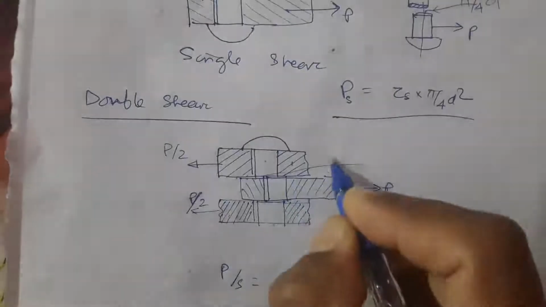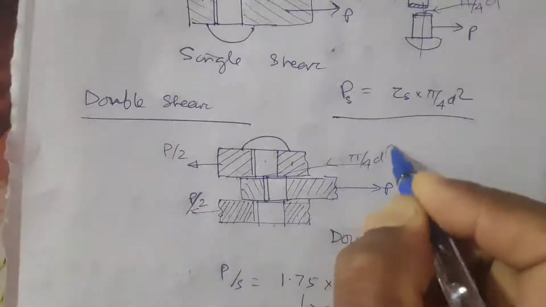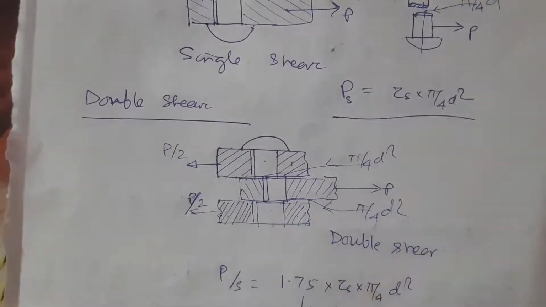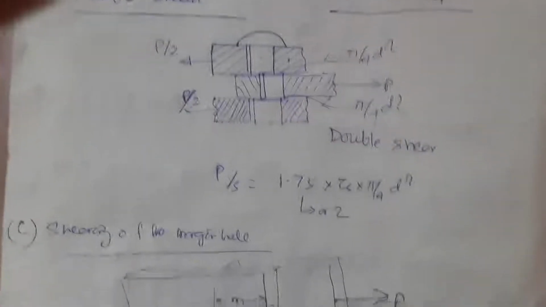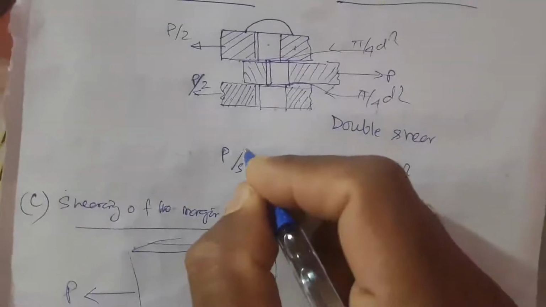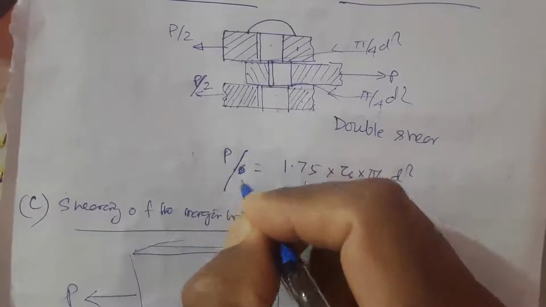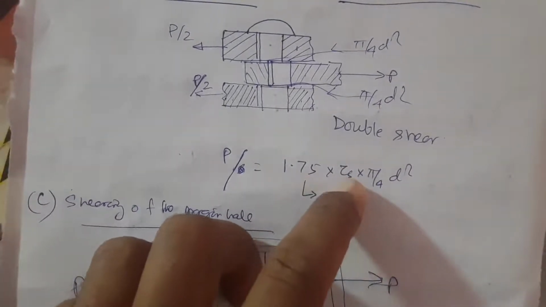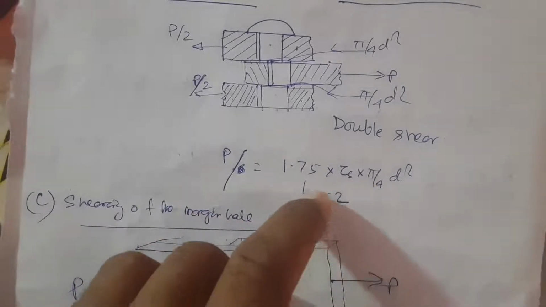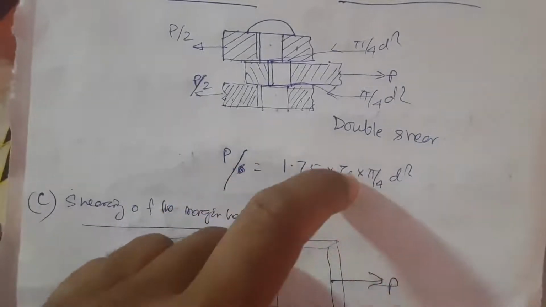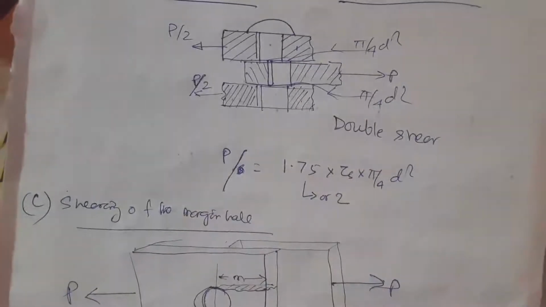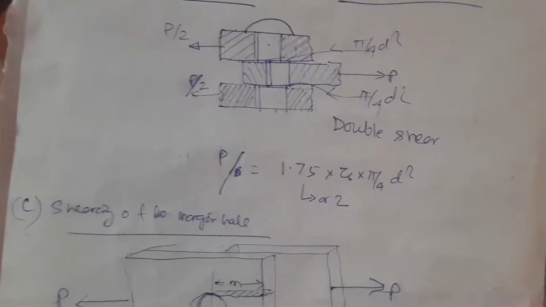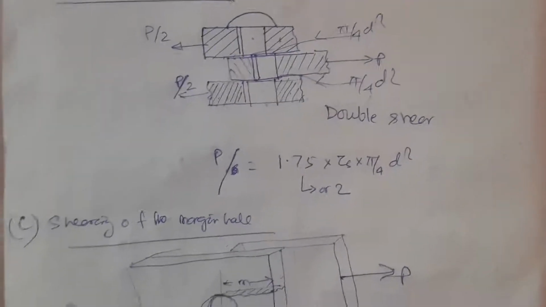So the rivet will shear at these two sections. There will be two areas of pi by 4 d square, and here also it is pi by 4 d square. So this shearing strength will be 1.75 times tau s into pi by 4 d square. Sometimes it is taken as 2, sometimes a little less than 2, it is 1.75. It is recommended as per the boiler regulation, that's why 1.75 is taken.